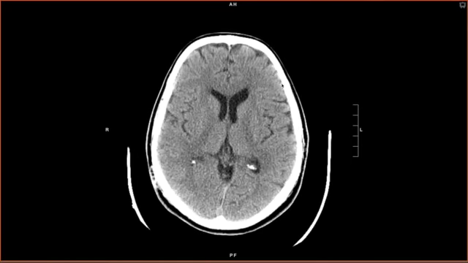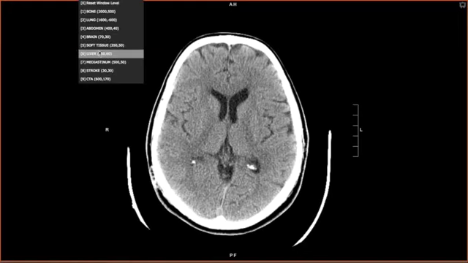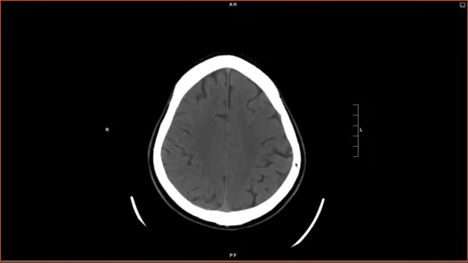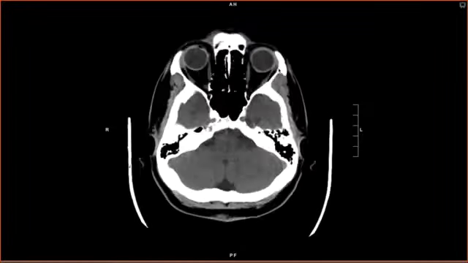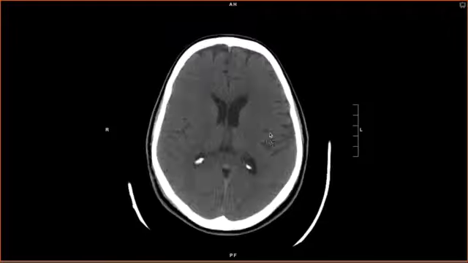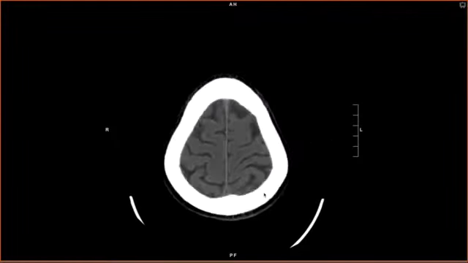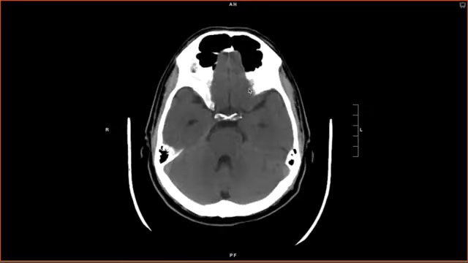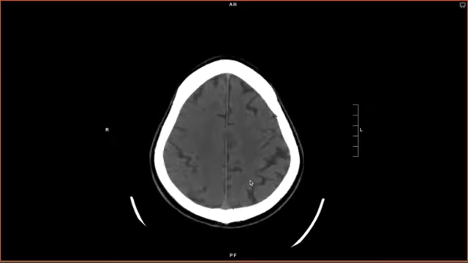As we mentioned, because the bone is bright and acute blood is going to be bright as well, it can be very easy to miss blood layering on the bone. So we need to put on our blood window. We do the same thing. So look anteriorly first, and for any extraaxial blood, laterally on the right, laterally on the left, and then posteriorly. And there's no extraaxial blood here.